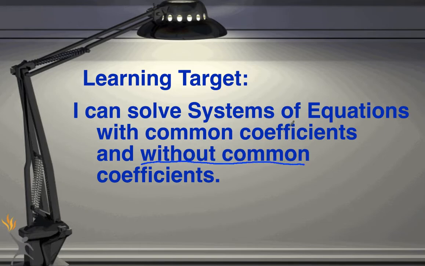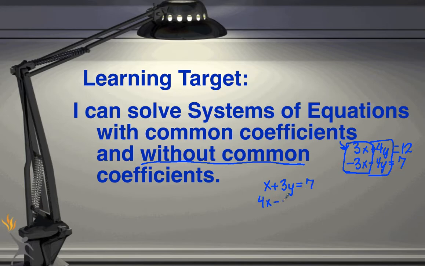The first time, common coefficients look something like this: 3x plus 4y equals 12, and negative 3x minus 4y equals 7. We have common coefficients, ones that are exactly the same. Without a common coefficient, we might look at something like this: x plus 3y equals 7, and 4x minus 2y equals 2.